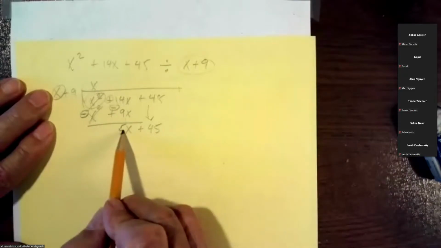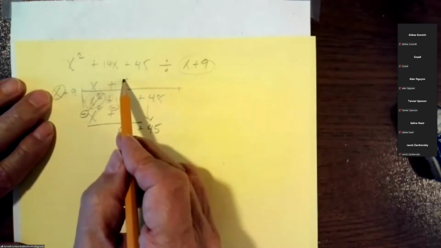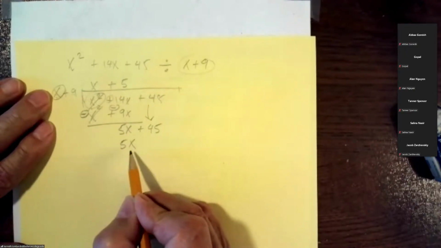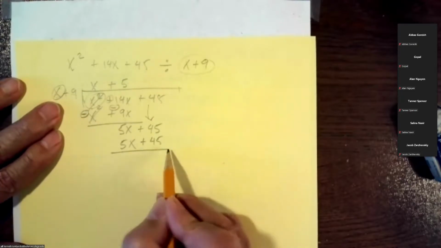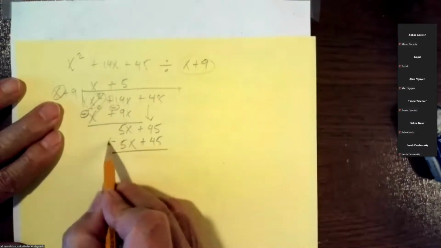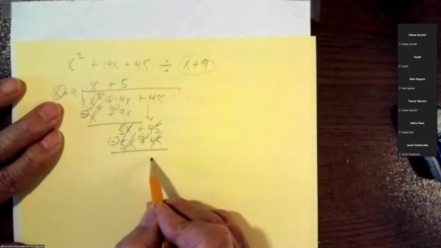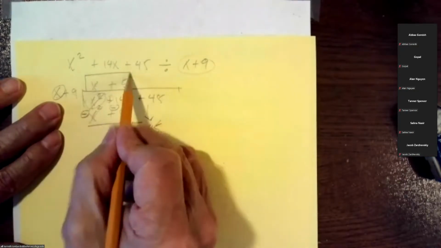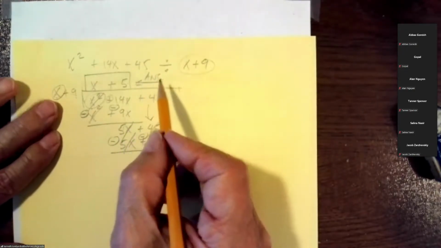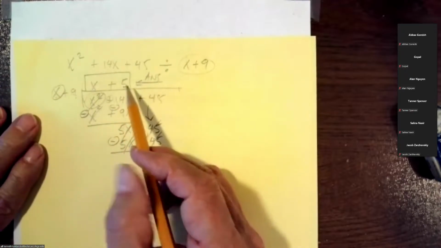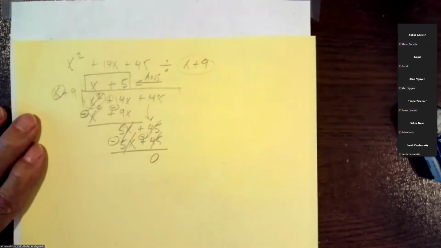So x goes into 5x, positive 5 times x, 5x, 5 times 9, positive 45, and then subtract. Change my signs, combine terms, the 5x's cancel, 45's cancel, my remainder is 0. So my solution is x plus 5. Okay, that's what I get when I divide the trinomial x squared plus 14x plus 45 by the binomial x plus 9.